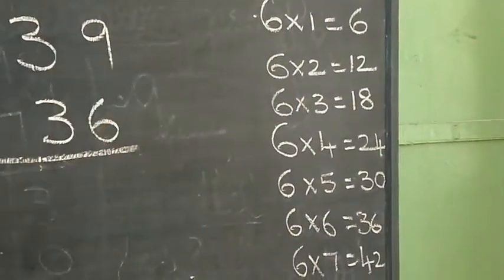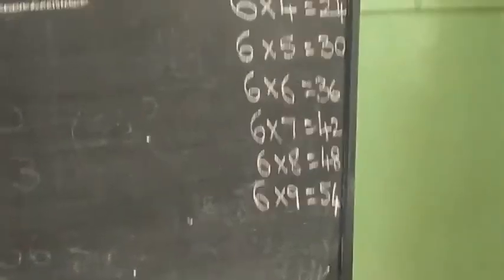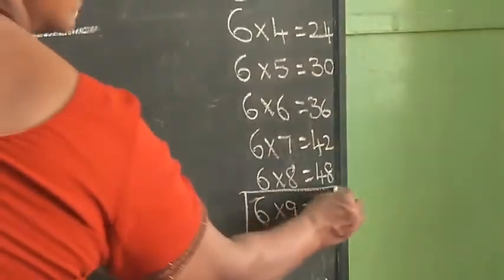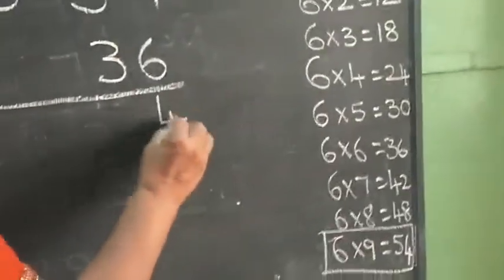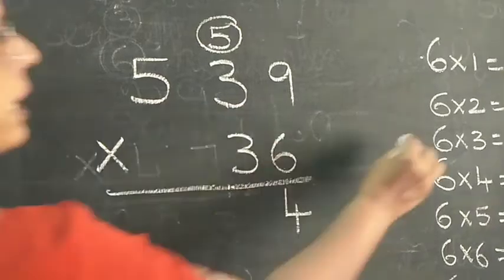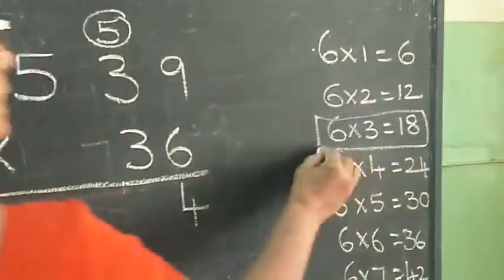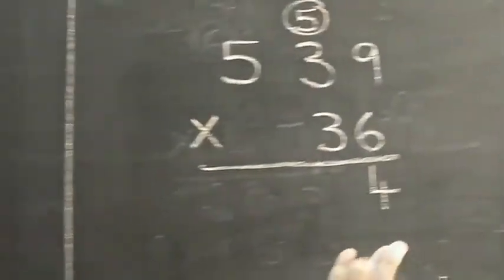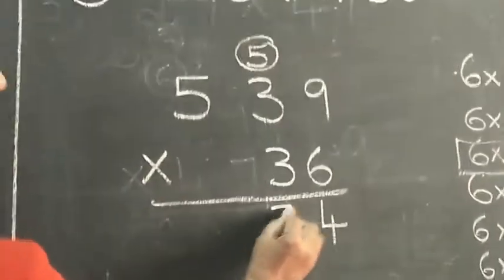6 9s are what, children? 6 9s are 54. And again 6 3s are 18. 18 plus 5, 19, 20, 21, 22, 23.